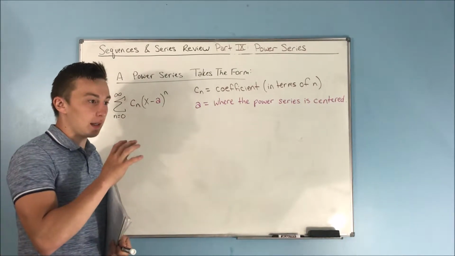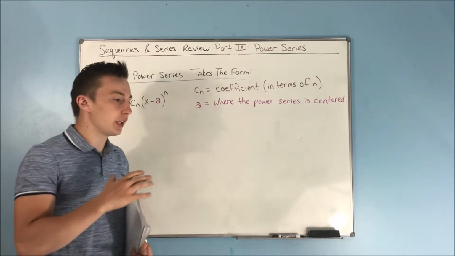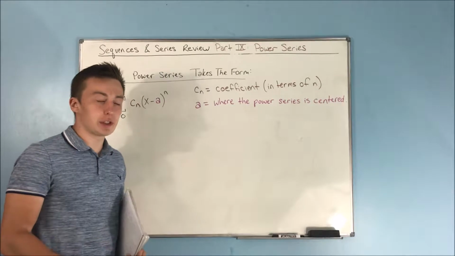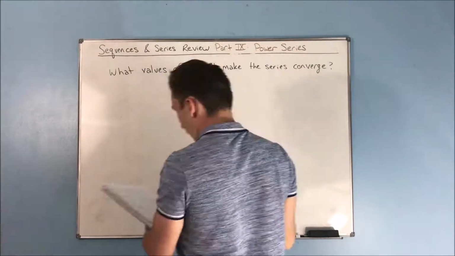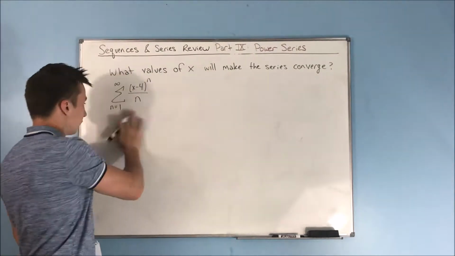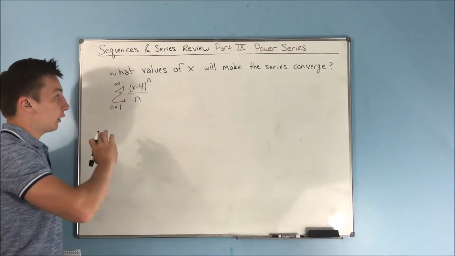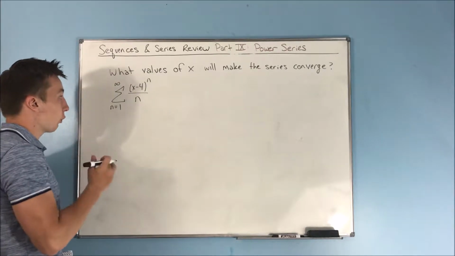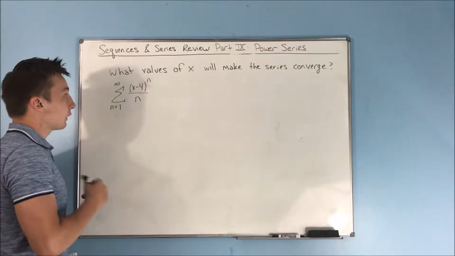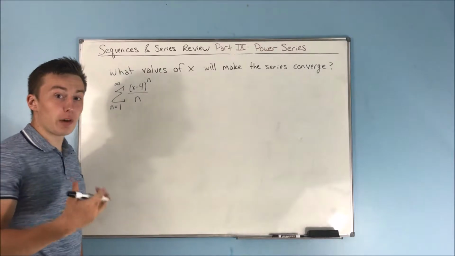All right, but yeah, so we're going to do a quick example of seeing what values of x are going to make a power series converge or diverge. We're going to work on radius and interval of convergence. So here we want to see what values of x will make this series converge. We have the sum from n equals 1 to infinity of x minus 4 raised to the n over n.